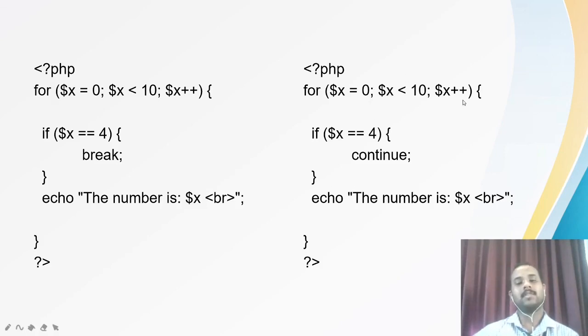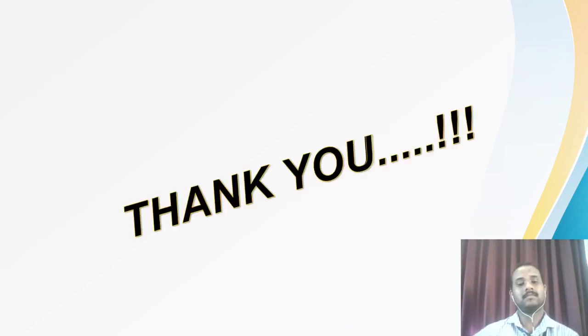Then again it will go on, that is 6. So your output here will be the number is 0, the number is 1, the number is 2, the number is 3, and next the number is 5. You are not going to have the number is 4 now, and next the number is 6, the number is 7, the number is 8, like that. Okay. Thank you.